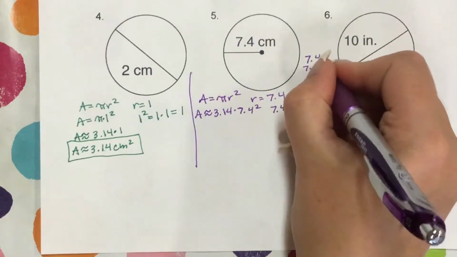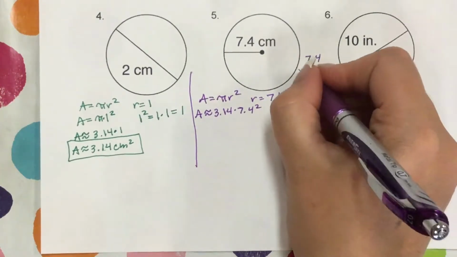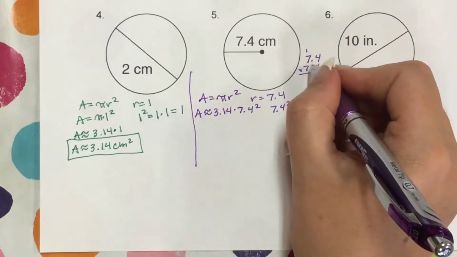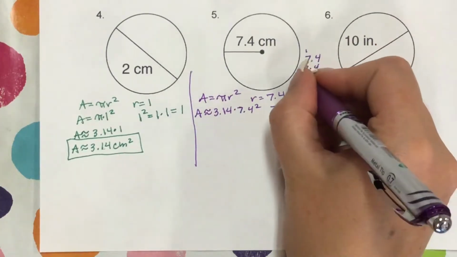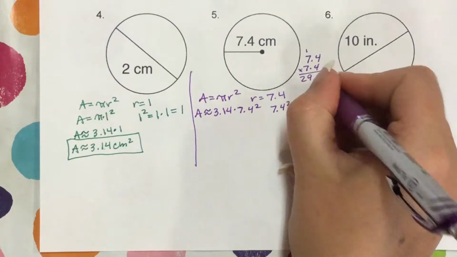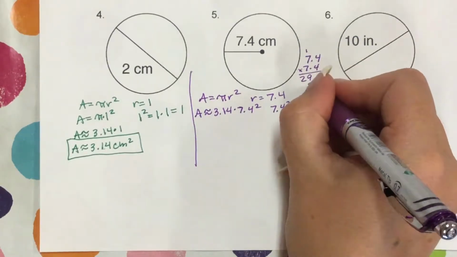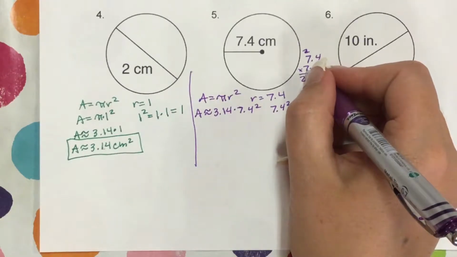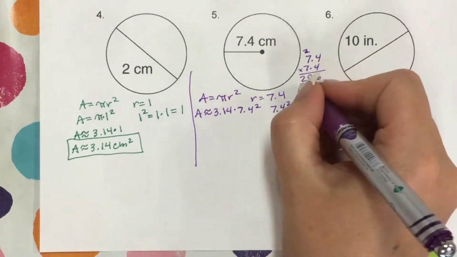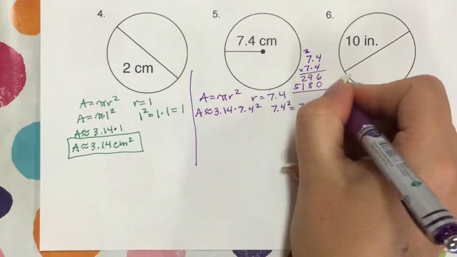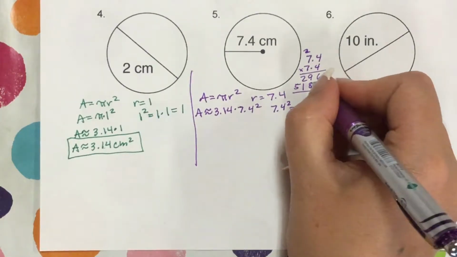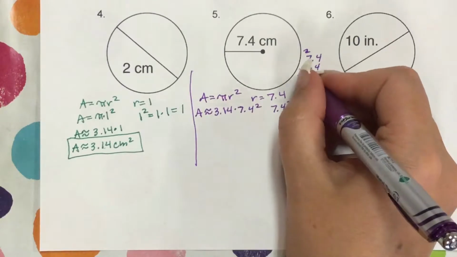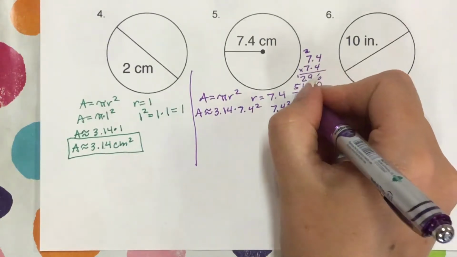So I'm going to do that right here. 7.4 times 7.4. 4 times 4 is 16. Write the 6, carry the 1. 4 times 7 is 28, plus 1 is 29. And then put the 0. 7 times 4 is 28. Carry the 2. 7 times 7 is 49, plus 2 would be 51. 6 plus 0 is 6. 9 plus 8 is 17. Write the 7, carry the 1. 2 plus 1 is 3, plus 1 is 4. And then we have 5.